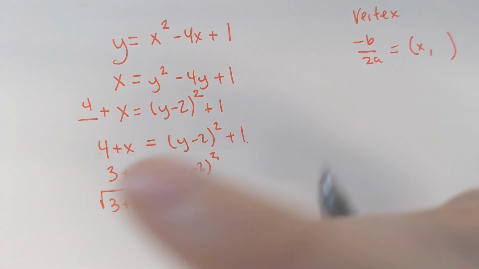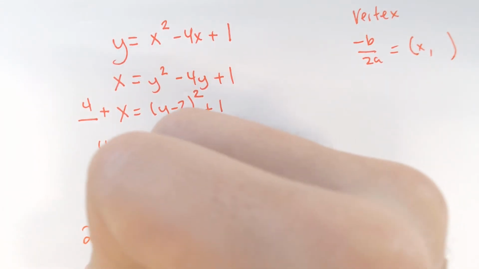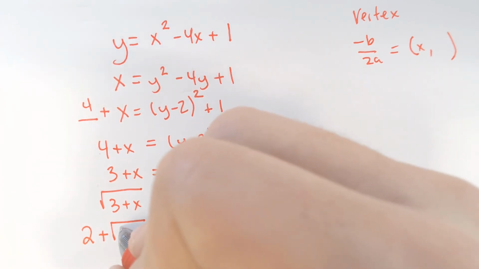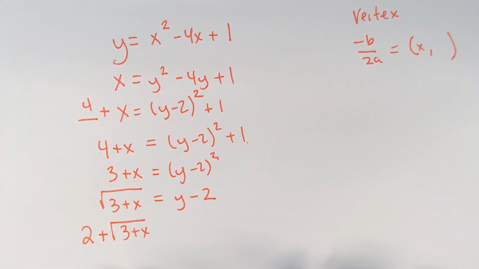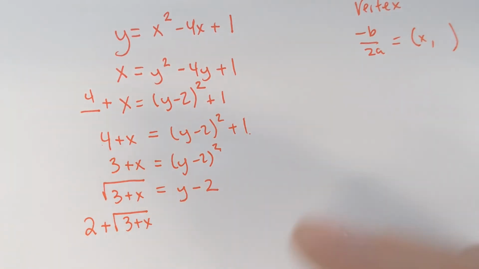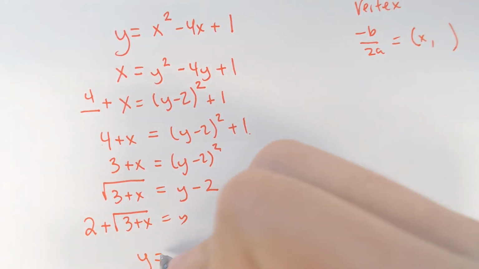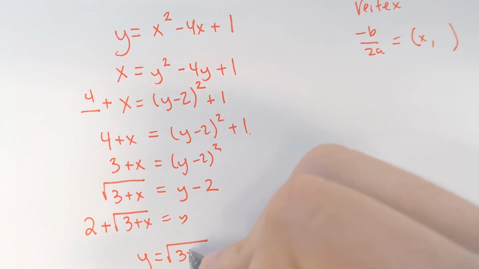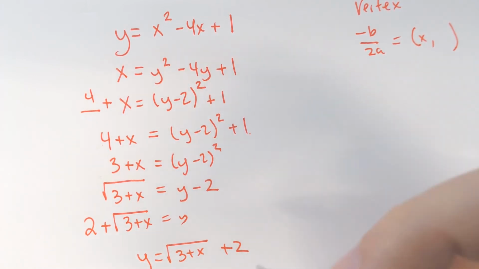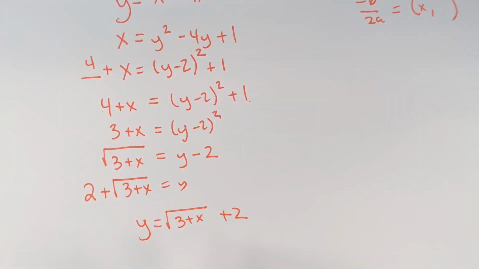And add the 2 to the other side. So it'd be 2 plus the square root of 3 plus x. That is not the way I have seen a lot of them, but you could also write that as y would equal the square root of 3 plus x plus 2. Like I've seen it that way. And I've also seen it as x plus 3, because those are also the same as well. So all of those are correct.